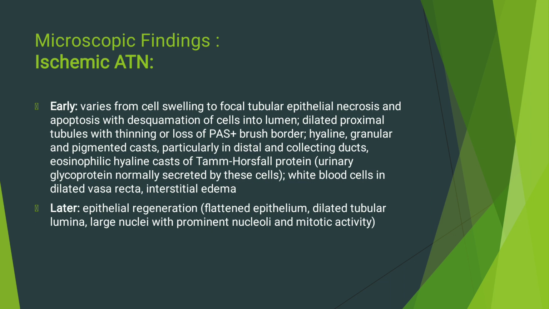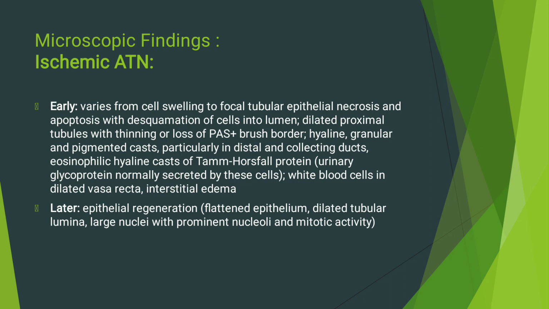Microscopic findings. In ischemic acute tubular necrosis, there are two phases: early phase and the later phase. In the early phase, it varies from cell swelling to focal tubular epithelial necrosis and apoptosis with desquamation of cells into lumen. Dilated proximal tubules with thinning or loss of PAS positive brush borders are seen, along with hyaline, granular, and pigmented casts. Particularly in the distal and the collecting ducts, eosinophilic hyaline casts of Tamm-Horsfall protein, that is urinary glycoprotein normally secreted by the cells, and white blood cells in dilated vasa recta, along with interstitial edema, are seen.